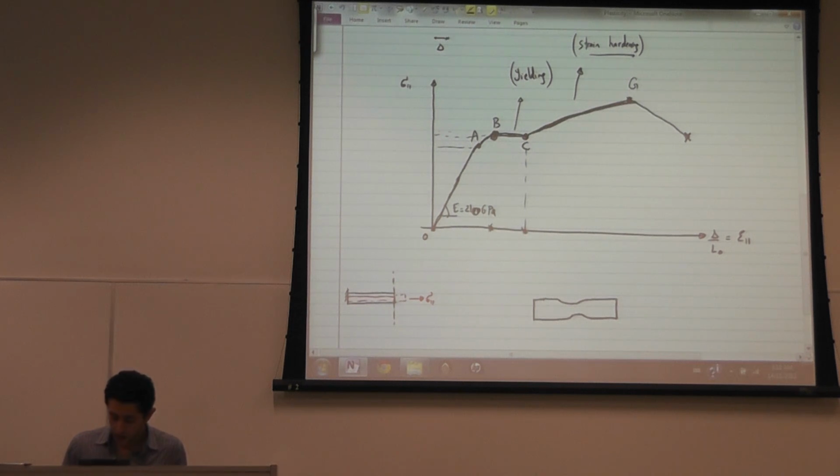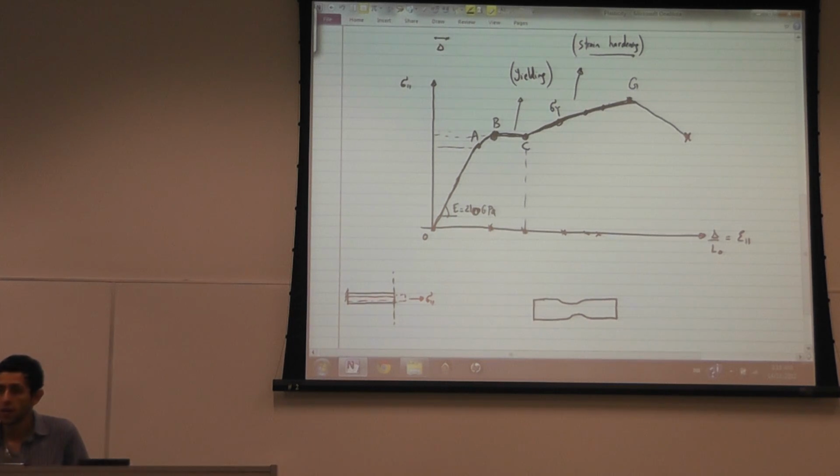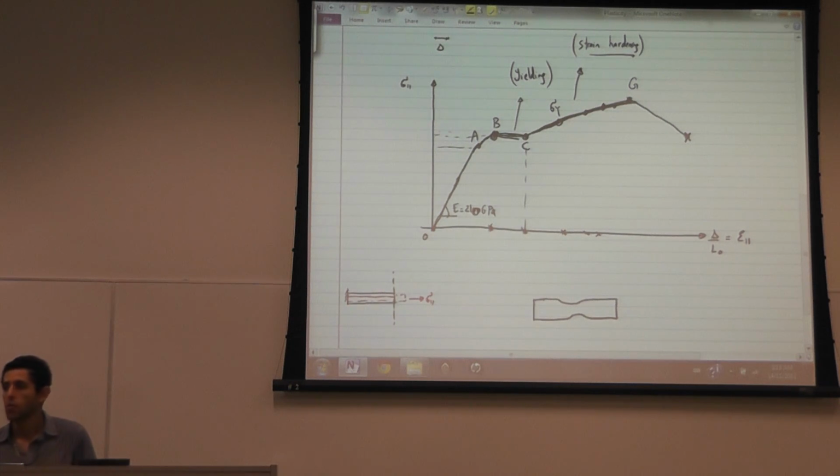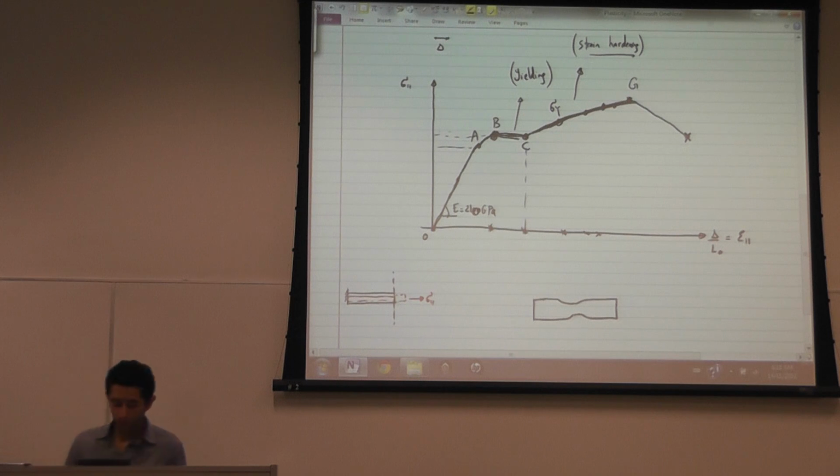What's happening here is that if I call this the yield stress, and we'll explain why, the more I increase the strain, the more the yield stress increases. Because the yield stress is increasing, that's why I'm calling it hardening. That yield stress is increasing the more I apply strain, compared to the yielding portion where the yield stress is not increasing when I apply strain. And so that's why this portion is called strain hardening.